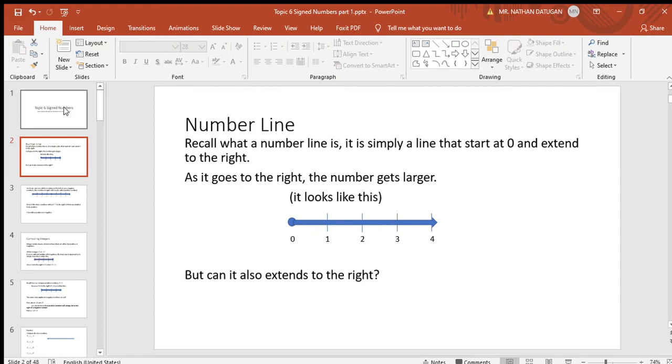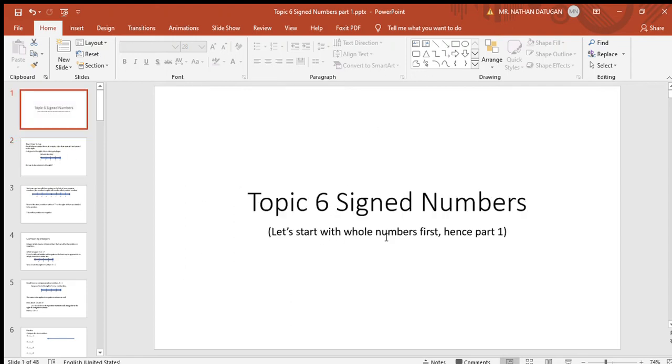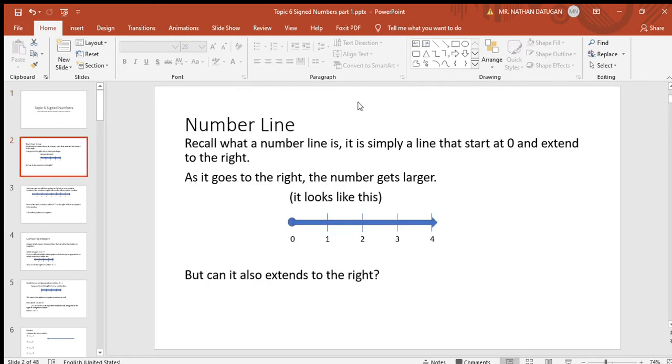So, topic 6, signed numbers, whole numbers first, no fractions, no decimals. For topic 6, we'll start with the number line. A number line is a line that starts from 0 and extends to the right, and as it extends to the right, the numbers get bigger and bigger. It looks kind of like this: it starts from 0, and the numbers to the right are bigger.